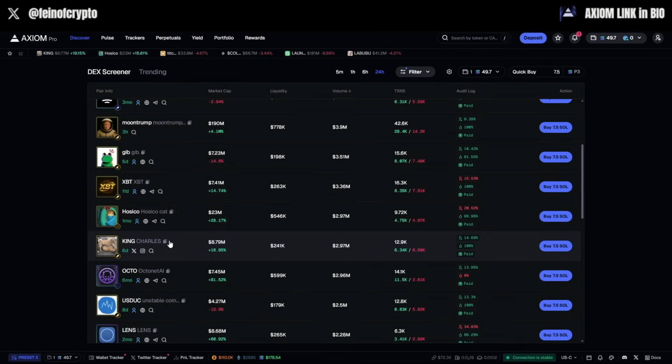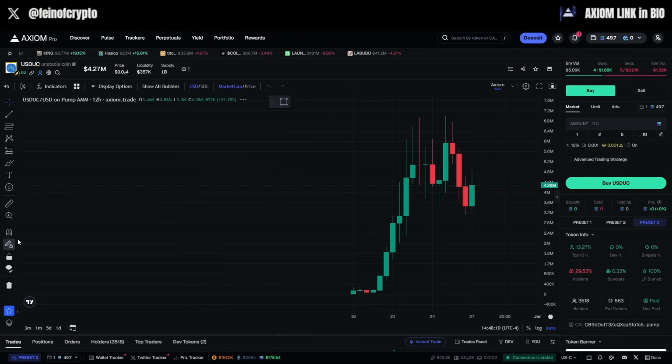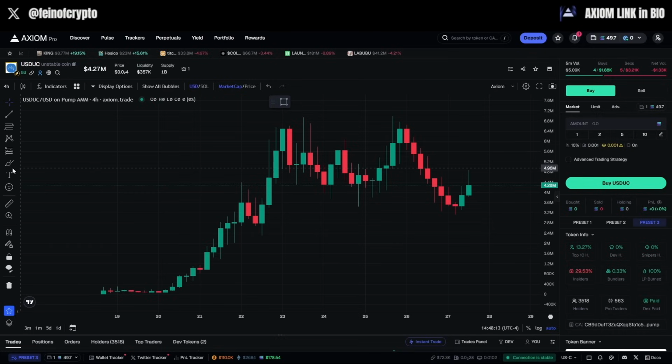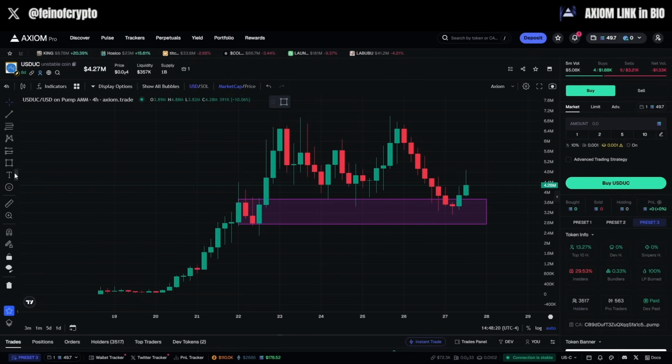Okay, so we just did King Charles. Let's go next. Unstable coin. What's this? USDC. Okay, so this looks decent. I've seen it on Twitter a little bit. Look at that. There you go. There's your setup right there. There was your setup right here. These order blocks. Look at that. Ooh, you had the first. Look, but see what I'm saying?